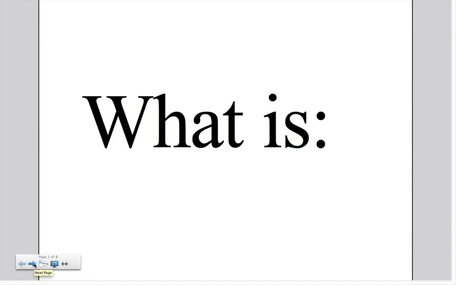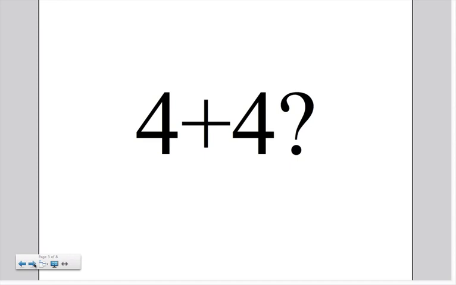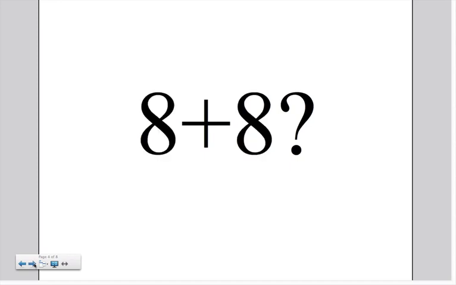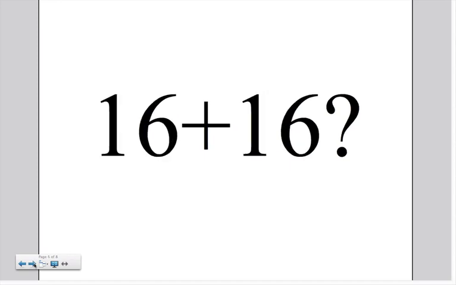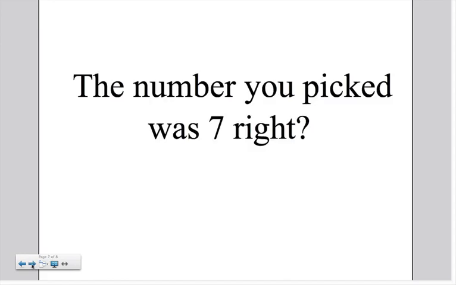Alright, since we didn't do much with numbers, here's something pretty cool. Try to do this stuff in your head as fast as you can. What is 2 plus 2? What's 4 plus 4? It's 8 plus 8. 16 plus 16. Quick, pick a number between 12 and 5. Got it yet? Was it 7?